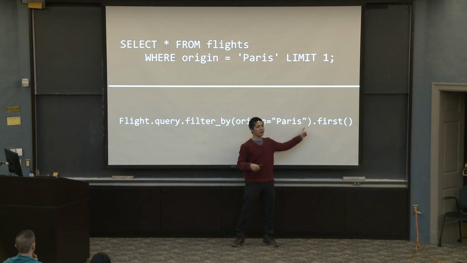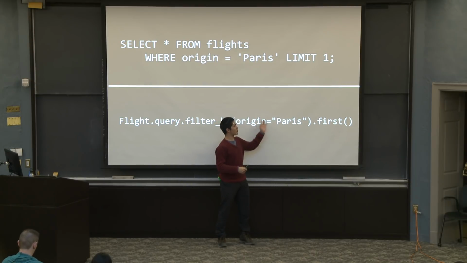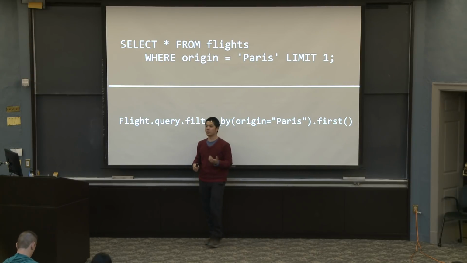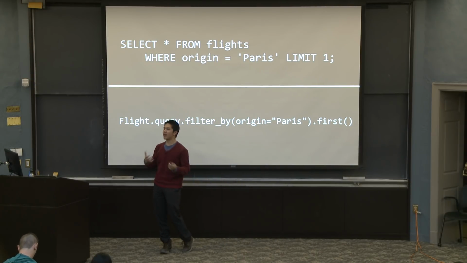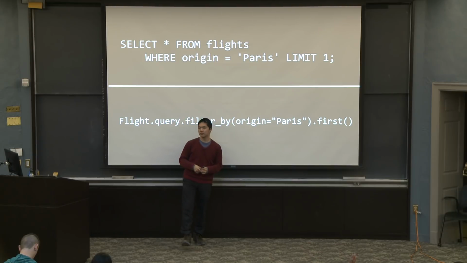This string here, Paris, could be any Python value. So this could be a variable that you just substituted in here, because this is just a Python expression. And so you could put a variable into origin equals foo, or whatever your variable name happens to be, and that will filter by that particular variable. And you don't have to worry about escaping anything. You don't have to worry about SQL injection. The ORM handles all of that.